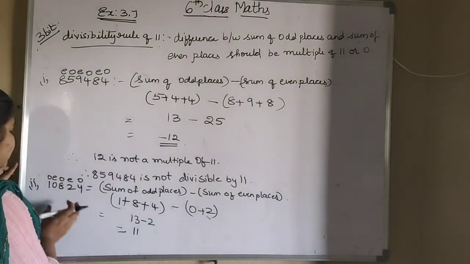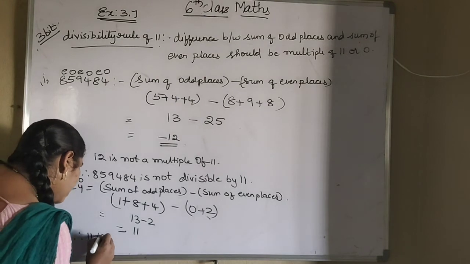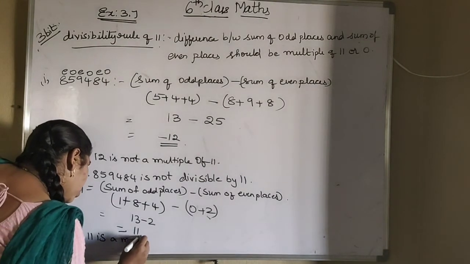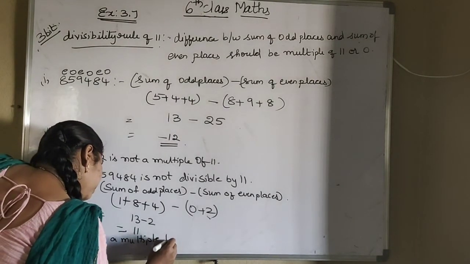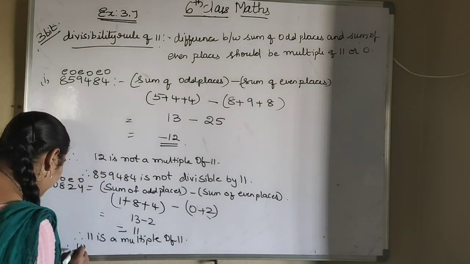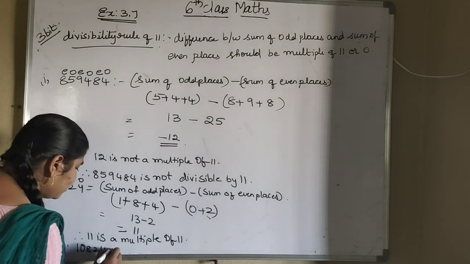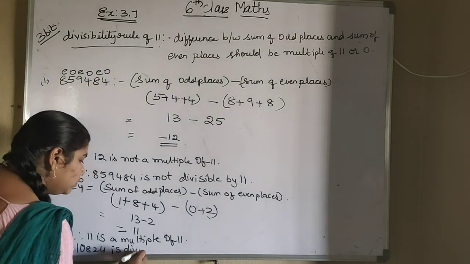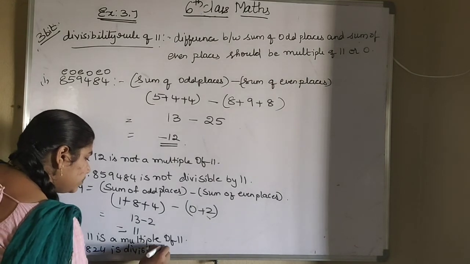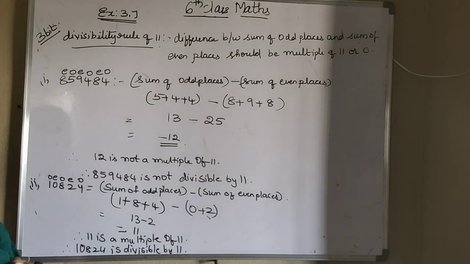So we can write this number is divisible by 11. Therefore, 11 is a multiple of 11. Therefore, 10,824 is divisible by 11. So this is our second question.